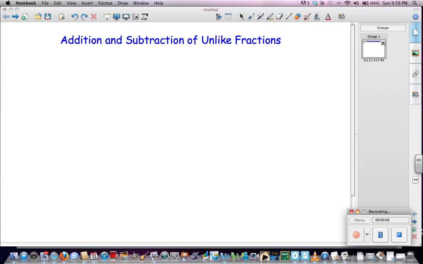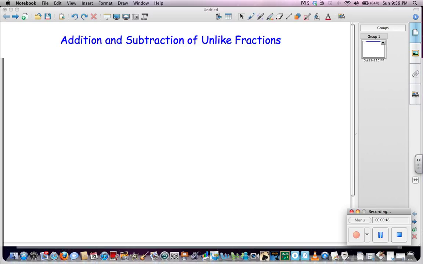Hi, we're going to be looking at addition and subtraction of unlike fractions today, which simply means we're going to add and subtract fractions that have different denominators. And we'll do a quick review of adding fractions with common denominators.